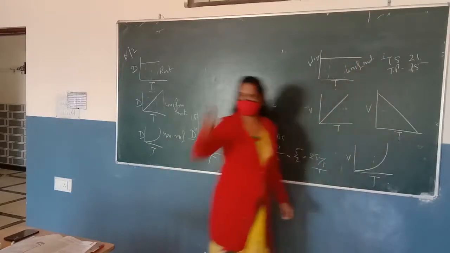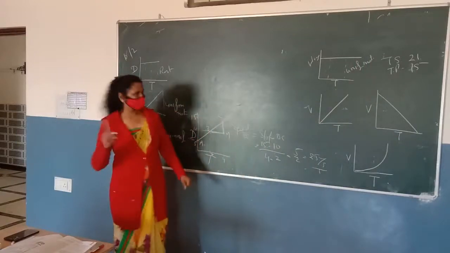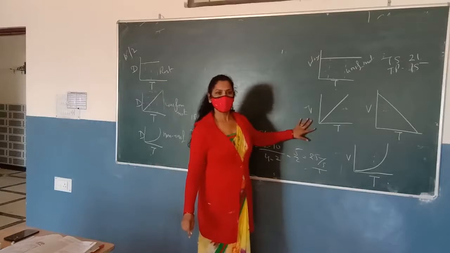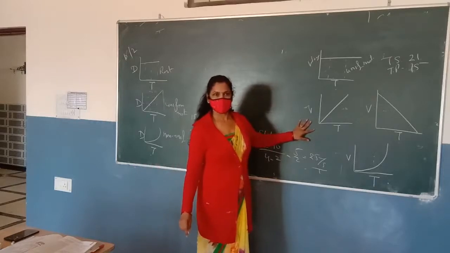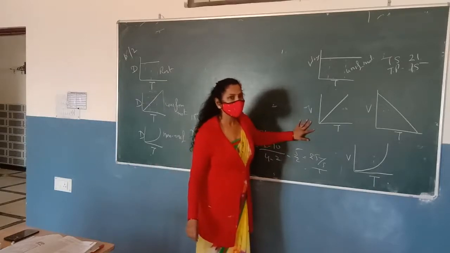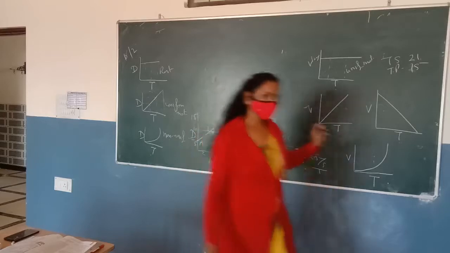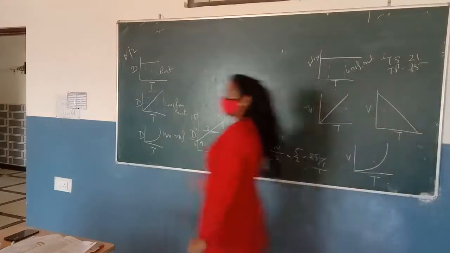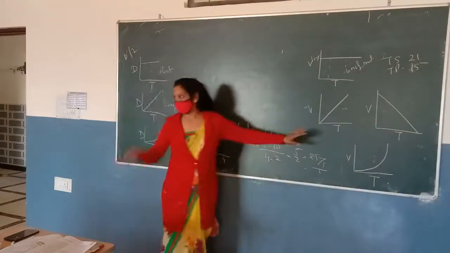Okay? Sit down. Your name? Sanjana. Yes, Sanjana. Okay? And this type of graph? Vanshika? This is? Velocity. What velocity? The time is over. I am going to tell you.